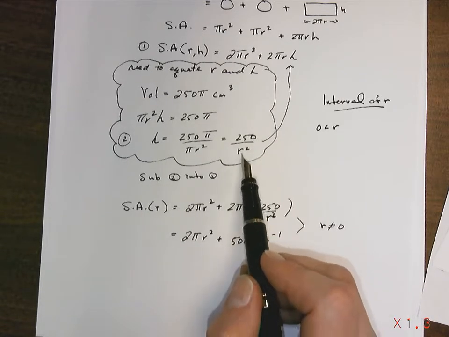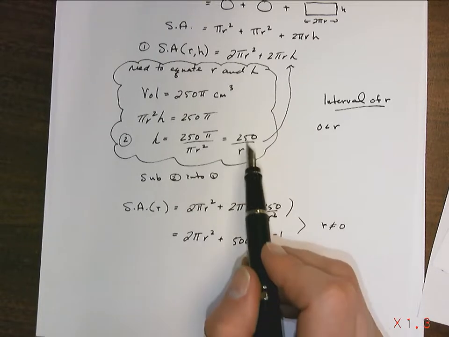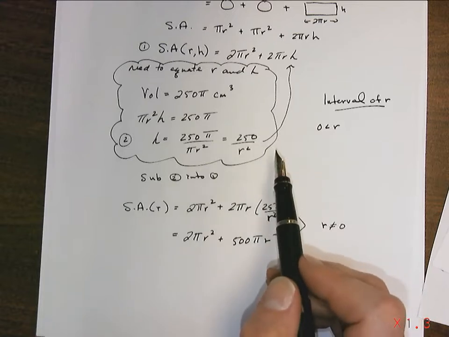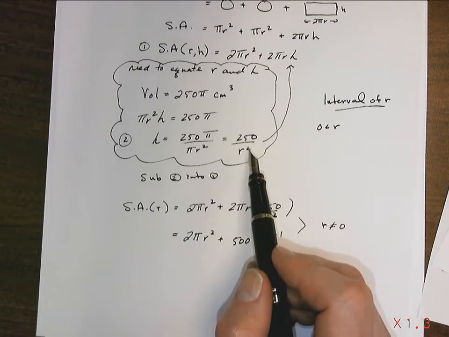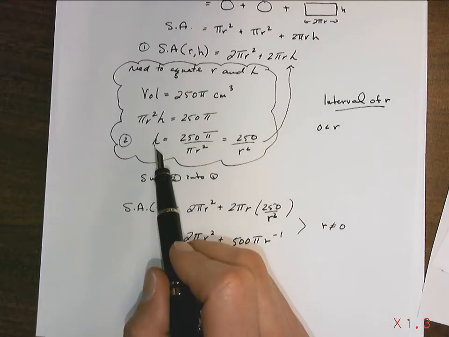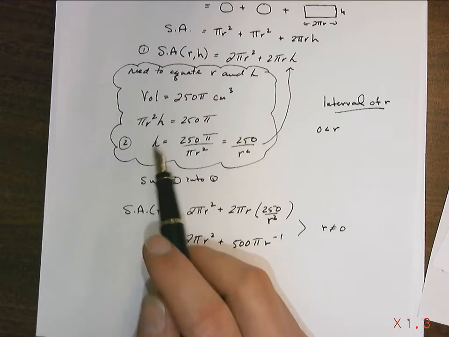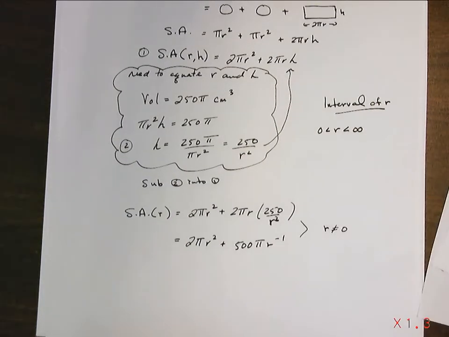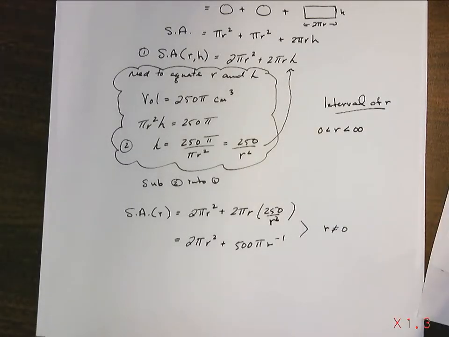What happens if r gets bigger and bigger and bigger? Well, no matter how big r gets, 250 divided by a really, really big number is never 0, and it's never negative. It's just going to get closer and closer to 0. So h must be greater than 0, can't be negative, can't be 0, but r certainly has no upper bound. It's going on to infinity. It can be as large as we want and everything stays kosher.